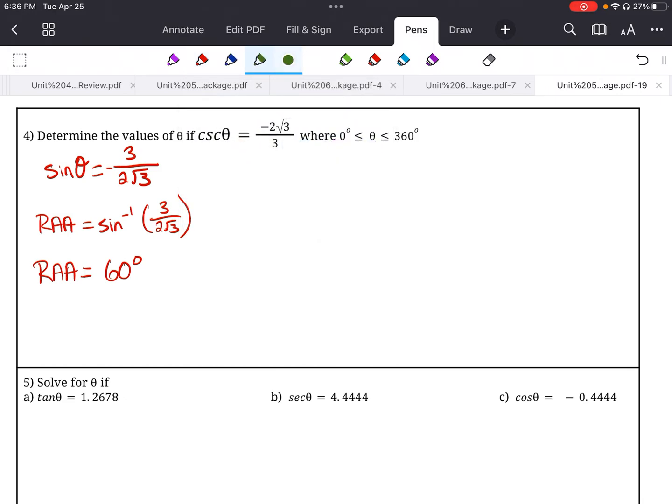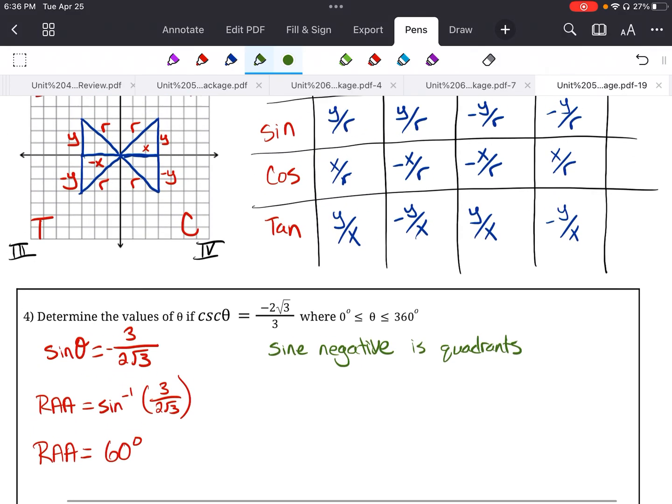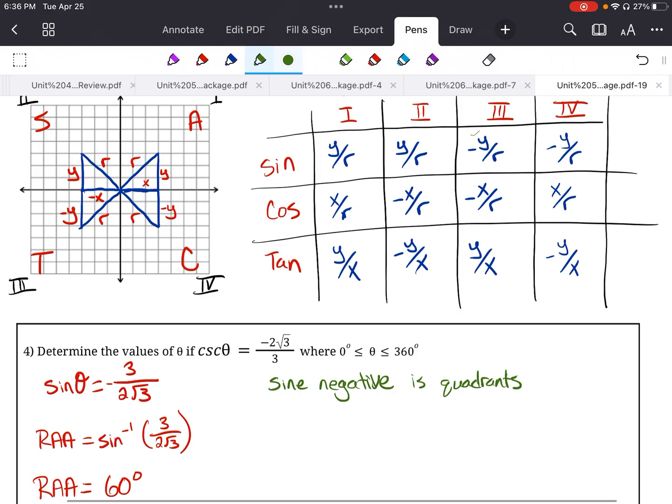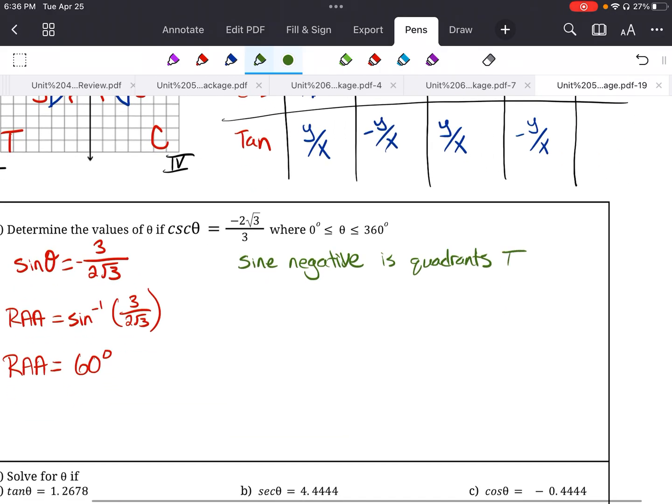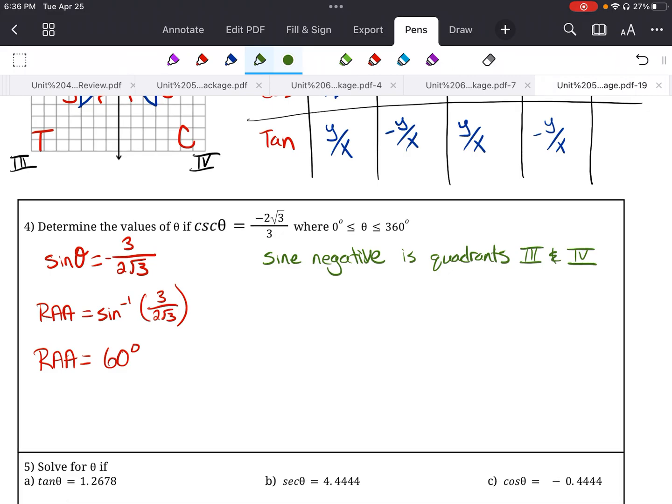Okay, so because our answer sine theta equals a negative answer, we need to know when sine is negative. And by the chart above, sine is negative in quadrants 3 and 4. Okay, so this question is asking us to determine the angles when sine is negative. So from here, we're going to work in quadrants 3 and 4.